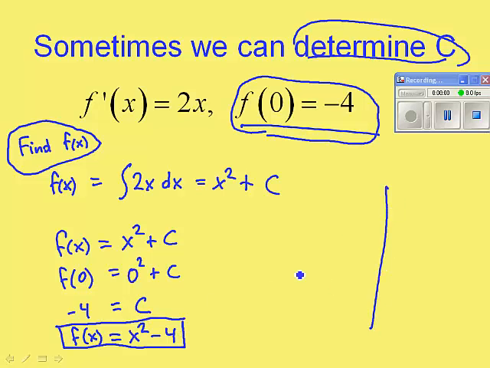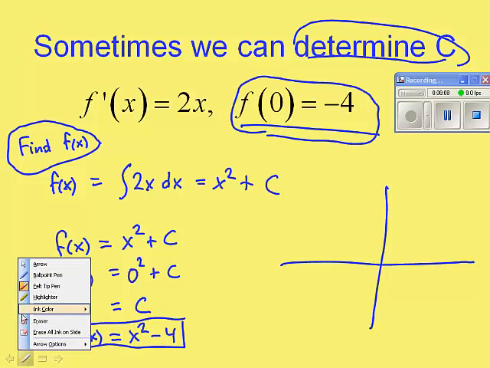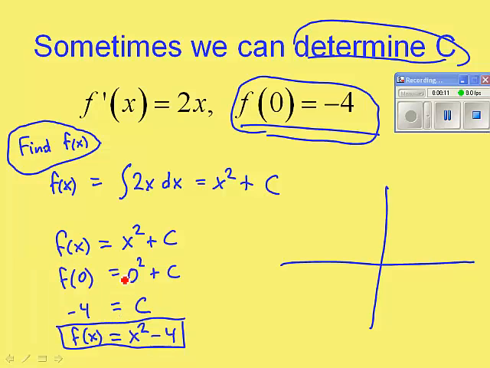I want to graph it. So what did I tell you? I told you the derivative of the function. That's one thing I told you. And the other thing I told you is that f of 0 is -4. So we could plot a point, right? Well, let's plot that point. So x is 0, and y is -4, so I'll go down 4. Right there, I know that the function goes through that point. You guys with me?